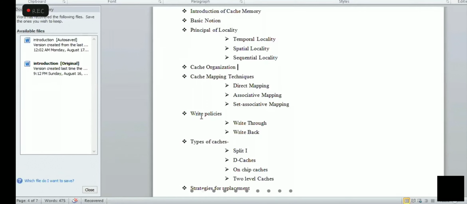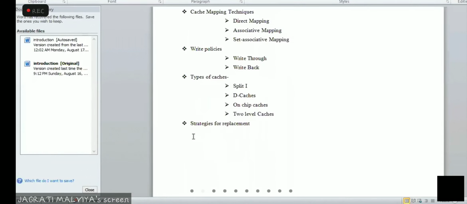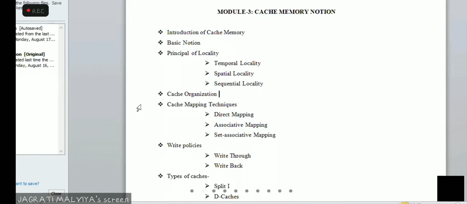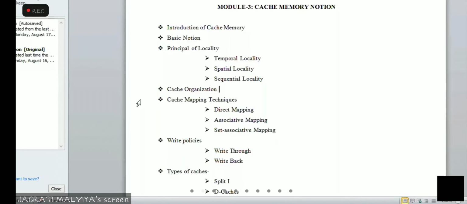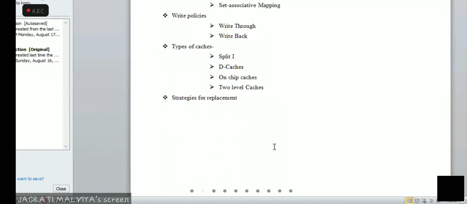Now the next topic is write policy, and that is of two types: write through and write back policy. Next is types of cache: split cache, D cache, on-chip cache, and two-level cache. The next topic is strategies for replacement. So this is the module on cache memory. In this module, you learned cache memory techniques and the concept of cache memory.